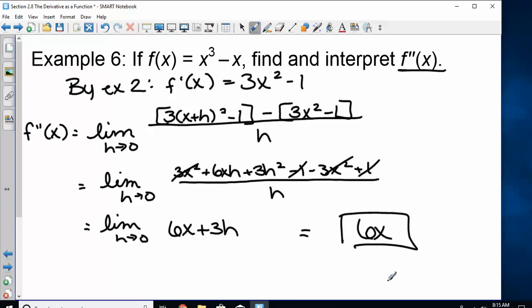Yeah, if I asked for the third derivative, we would just do the derivative of this thing. So you just keep working with it. Yeah, where'd you get the 3x squared minus 1? We did that one yesterday in example 2. We did the first derivative of it, and that was the answer we got. Other questions?